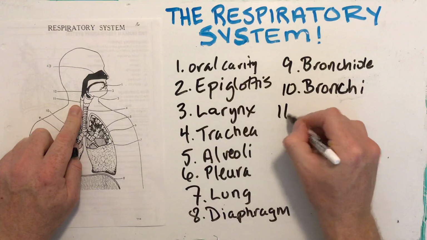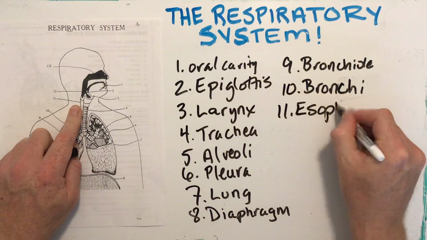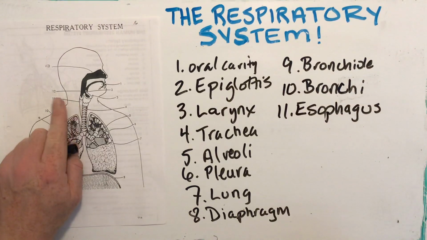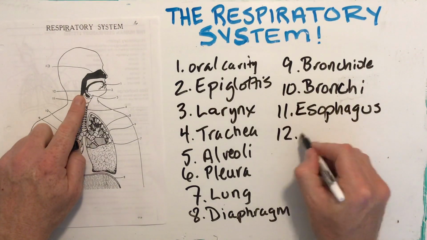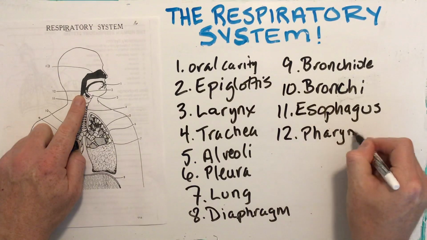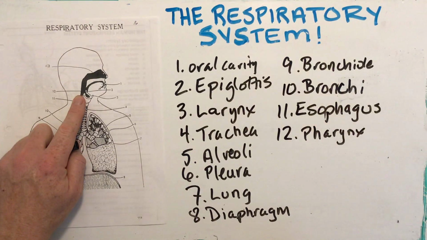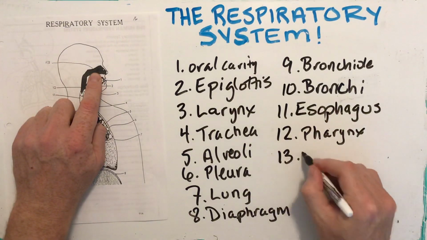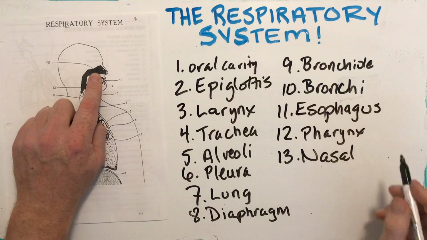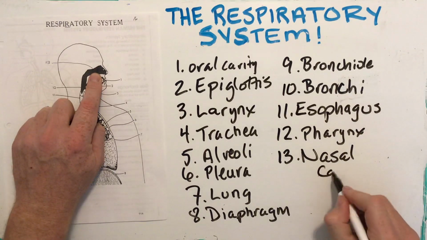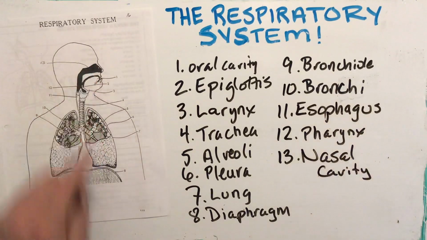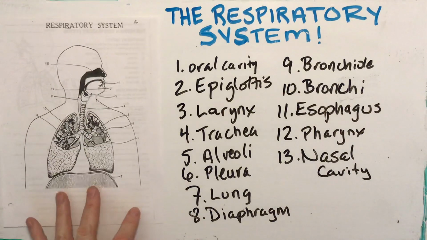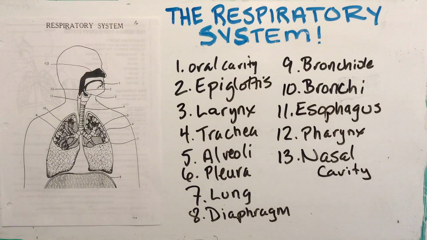Number 11, it's not part of the system, but we wanted to differentiate between the two tubes. Number 11 is part of the digestive system. It's the esophagus. Number 12 is the intersection, the pharynx. And number 13 is the large nasal cavity. We actually have a lot of space behind our nose. We have 2 small little nostrils, but if you could cut someone's nose off, you'd see that there's a big space behind there. Anyway, that's that diagram successfully labeled.